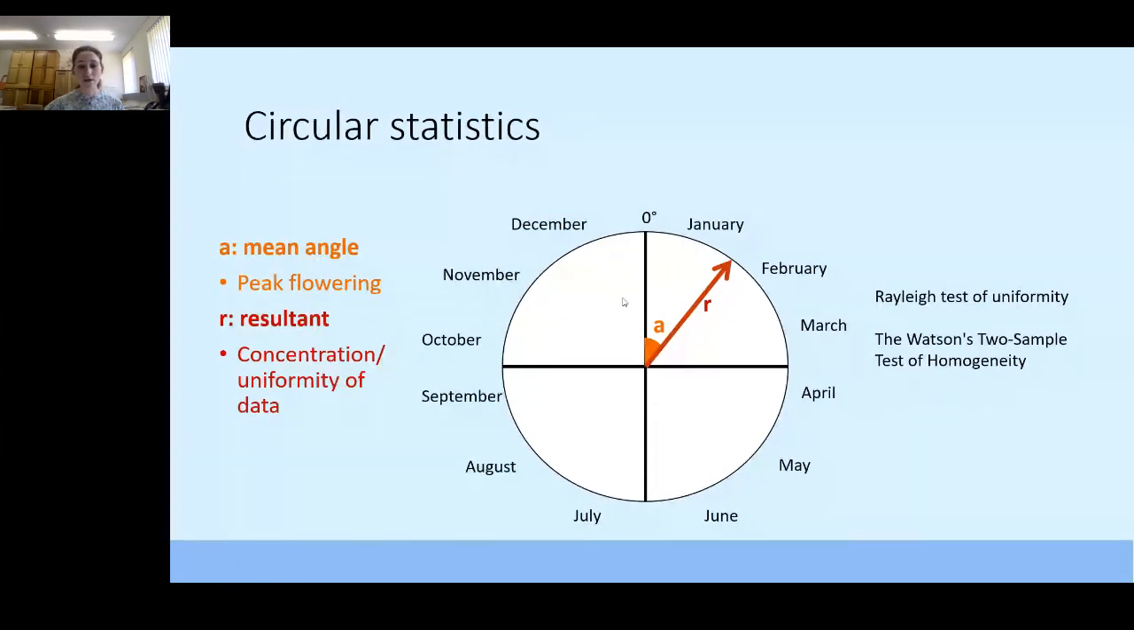The mean angle, which is shown here in orange, gives an indication of the time of year of flowering. And so then to compare two distributions of two different plots, I use the Watson's test of homogeneity, which tests whether two distributions are likely to be drawn from a common distribution or not.